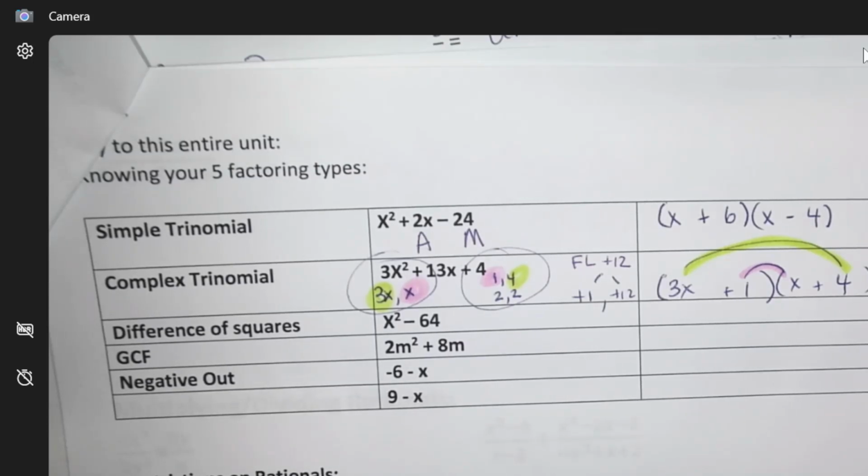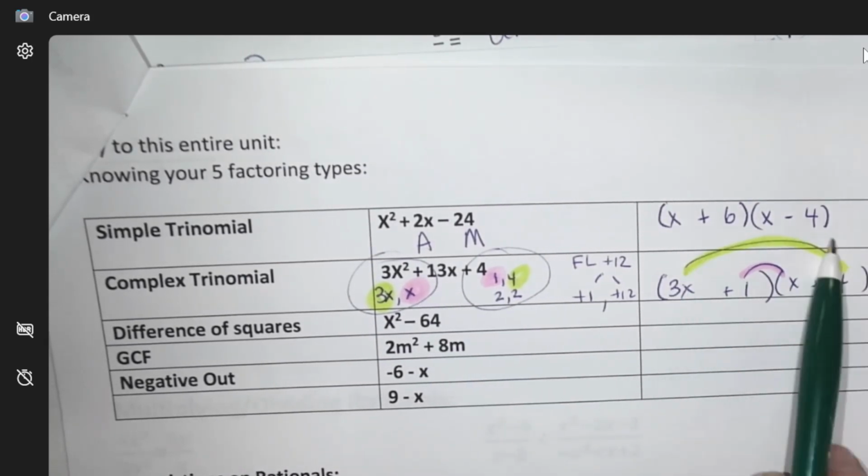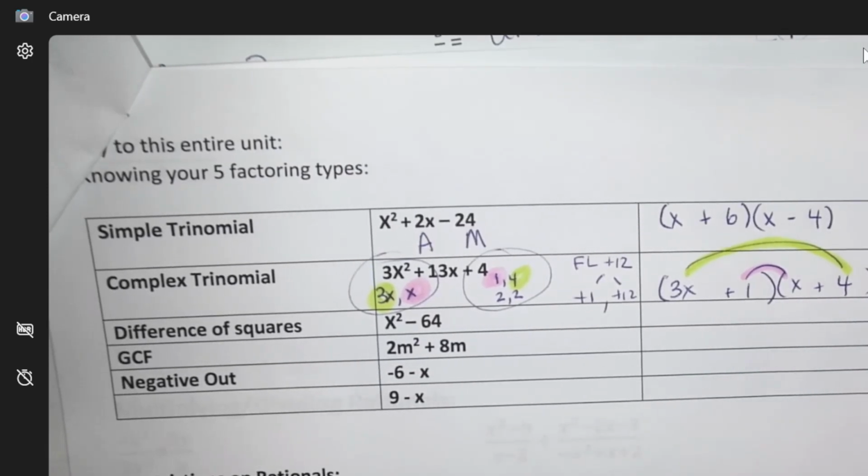There's my FOIL components. There's my 3x squared, and then my outers and inners make 12x and 1x. Last times last, make 4. Okay? Your class is very good at this. This is sometimes the harder one, the complex, but I think you've kind of mastered it.